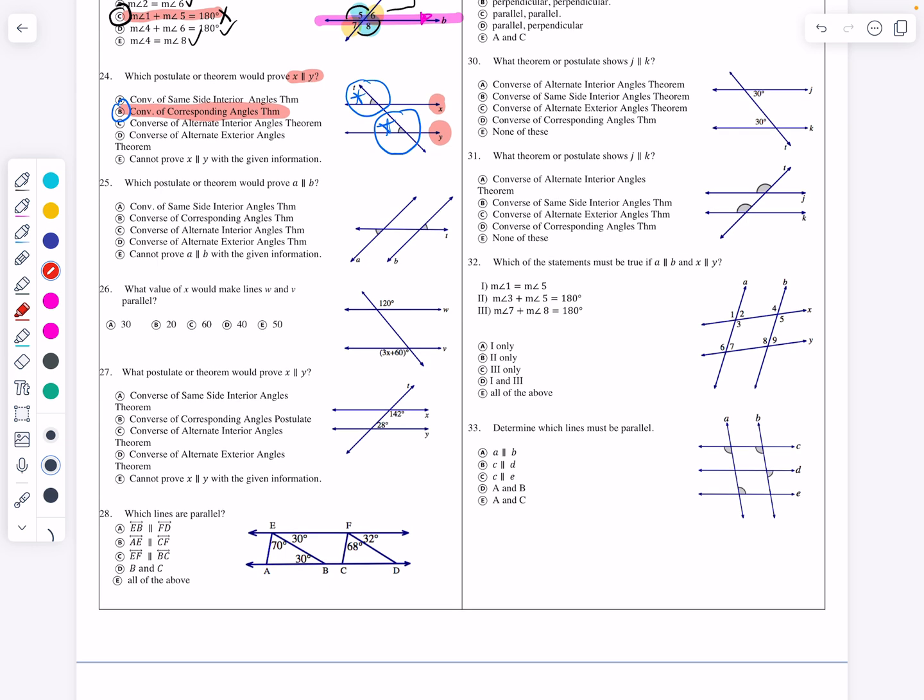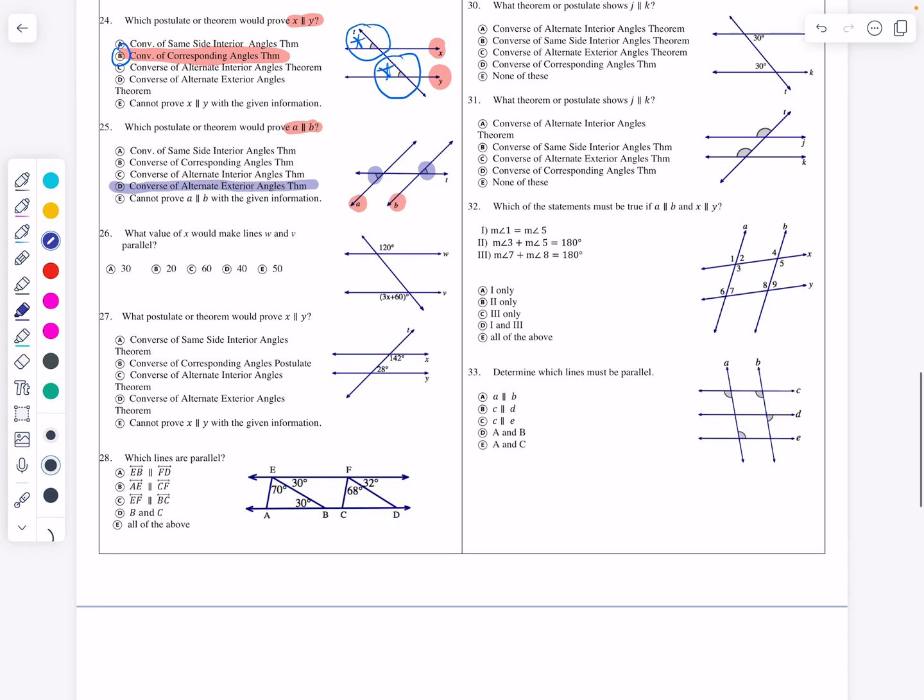All right, which line or postulate or theorem proves A is parallel to B? So here's A, here's B. What kind of angles do we have here and here? Those are alternate exterior. Again, we know we're going to be using a converse. And so we need the converse of alternate exterior angles theorem, which is this one.